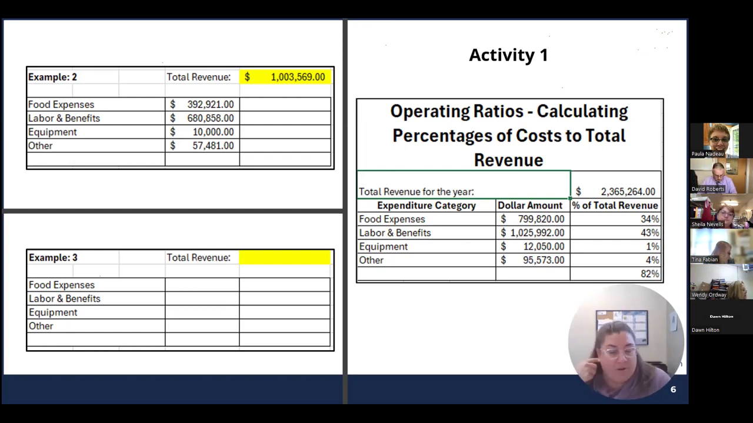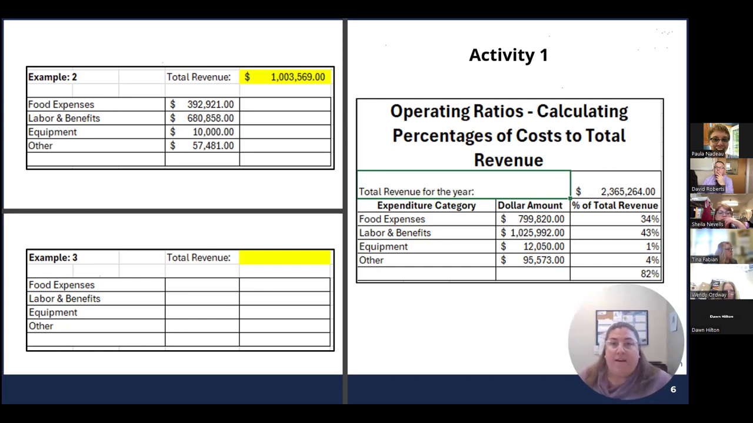In my example, I use the same categories in the AFR. You can see food expenses, labor and benefits, equipment, and other. I did combine the two equipment categories into one. You can break it down further. You can break down your labor and benefits as labor, and then another line for benefits. The equipment you could separate into the two categories, and other, you could even separate into non-food, repair and maintenance, just to name a few. It's up to you how you do this, but I'm pulling it from the annual financial report so it's easy for you to see how we're getting those operating ratios. And I recommend you complete this yearly, as it's an overview of your program.